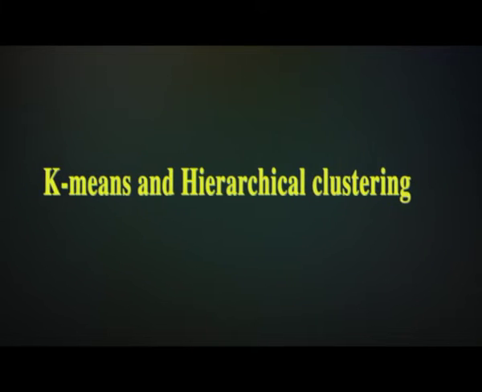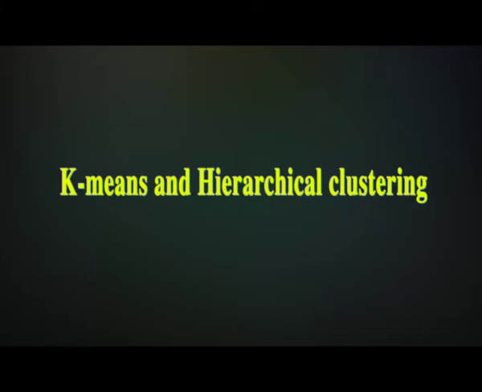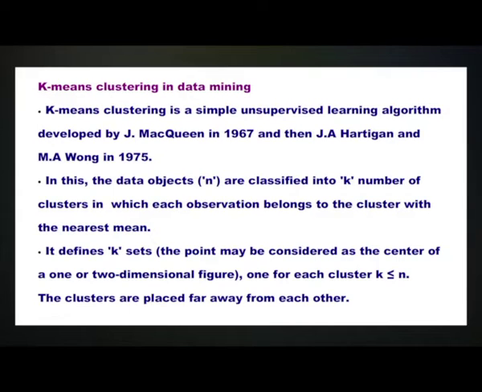Having looked into the types of clusters, now we will see about k-means and hierarchical clustering. K-means clustering is a simple unsupervised learning algorithm developed by J. McQueen in 1967 and then J. A. Hartigan and M. A. Wong in 1975. In this, the n data objects are classified into k number of clusters in which each observation belongs to the cluster with the nearest mean. The next step is it defines k sets, that is the point may be considered as the center of a 1 or 2 dimensional figure, and the k sets, 1 for each cluster, k less than n.